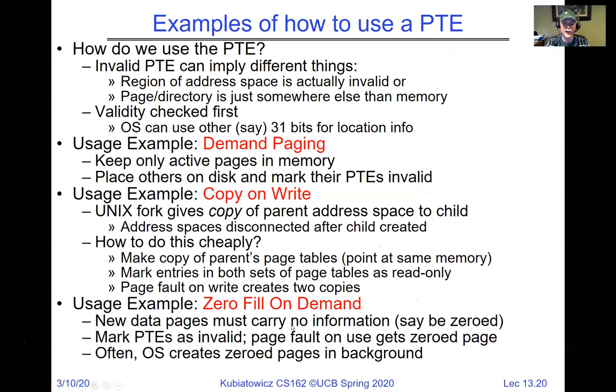And then another version like this is zero fill on demand. You can mark a page as totally invalid, and when you touch it, the operating system fills it with zeros and then gives it to you. And this can be a very important mechanism so that we don't accidentally give data from one process to another just because we've reused the physical page. Okay, so these are some interesting uses of the page table.